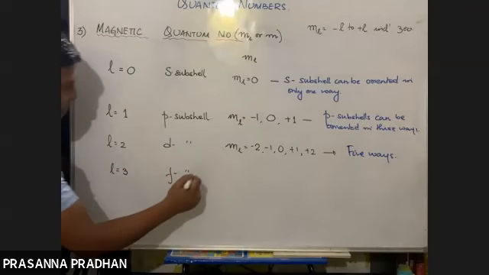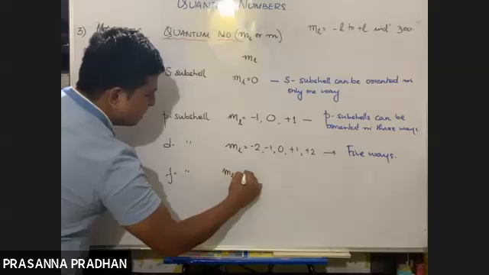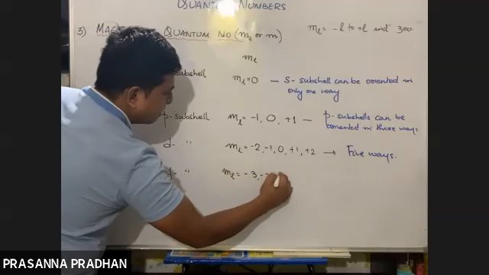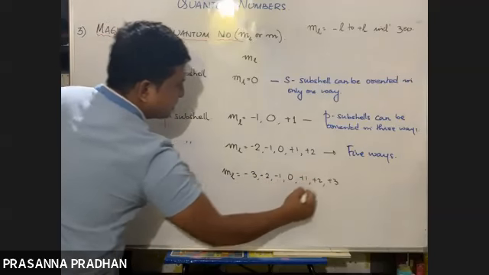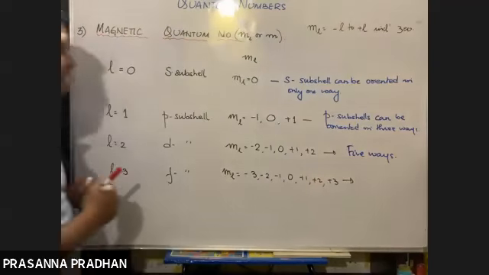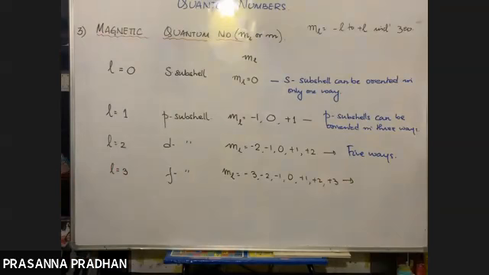Similarly, F subshell, L equals 3. What are the values of ML? -3, -2, -1, 0, +1, +2, +3. So it can be oriented in how many ways? 7 ways. So the F subshell consists of 7 orbitals. Okay, now we know the number of orbitals.